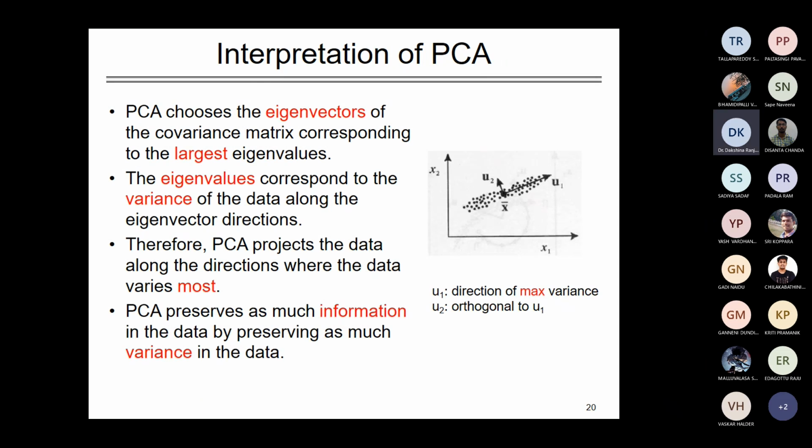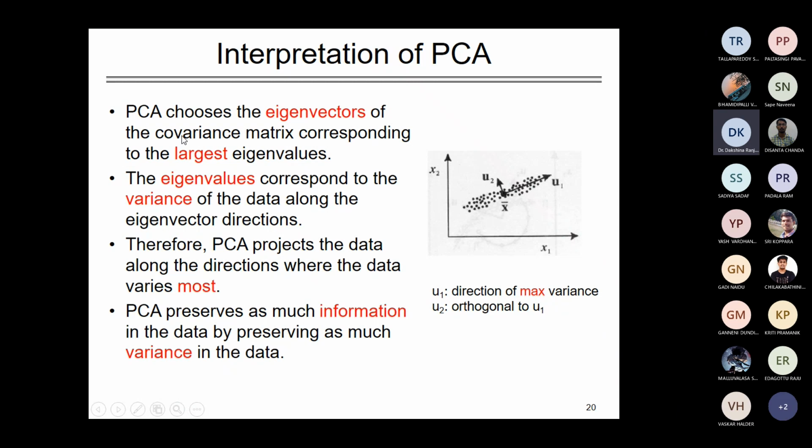Now, in principal component analysis, we choose the eigenvectors of the covariance matrix corresponding to the largest eigenvalues. Okay. So here, if we look at this graph, we can see there are two principal components determined, u1 and u2. Okay, and these two principal components are determined over this distribution for two-dimensional data x1 and x2.